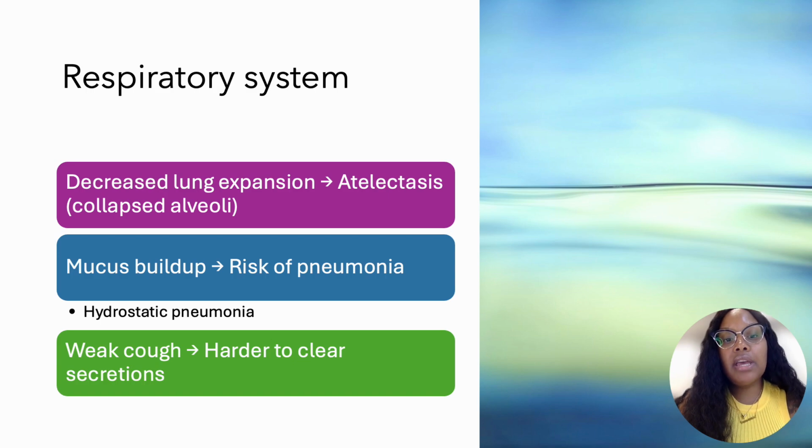But remember that hypostatic pneumonia is that type of pneumonia due to mucus buildup because your patient is immobile. Your patients also can have a weak cough, which makes it harder to clear secretions. So you just want to make sure that you are teaching your patient how to use the incentive spirometer, that you are increasing fluids in your patients who are immobile, and you're teaching your patient how to cough and deep breathe. That deep breathing helps promote lung re-expansion.